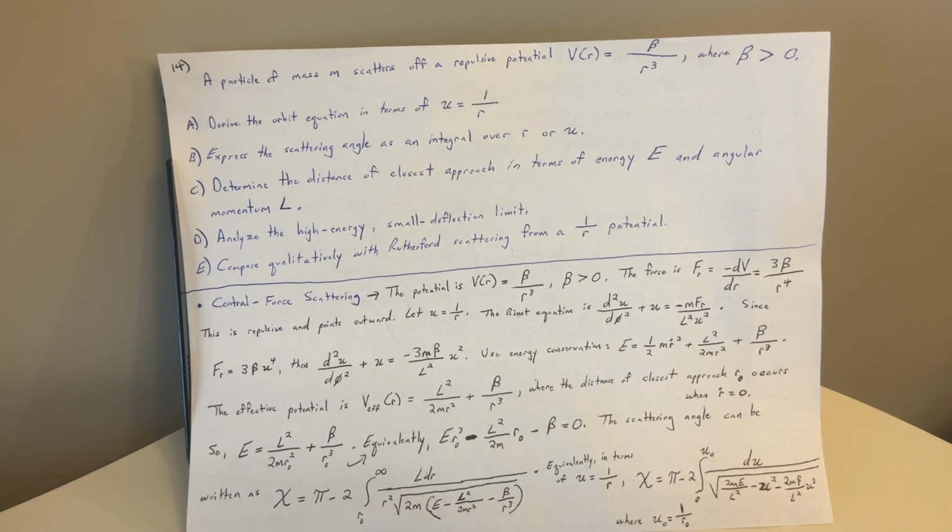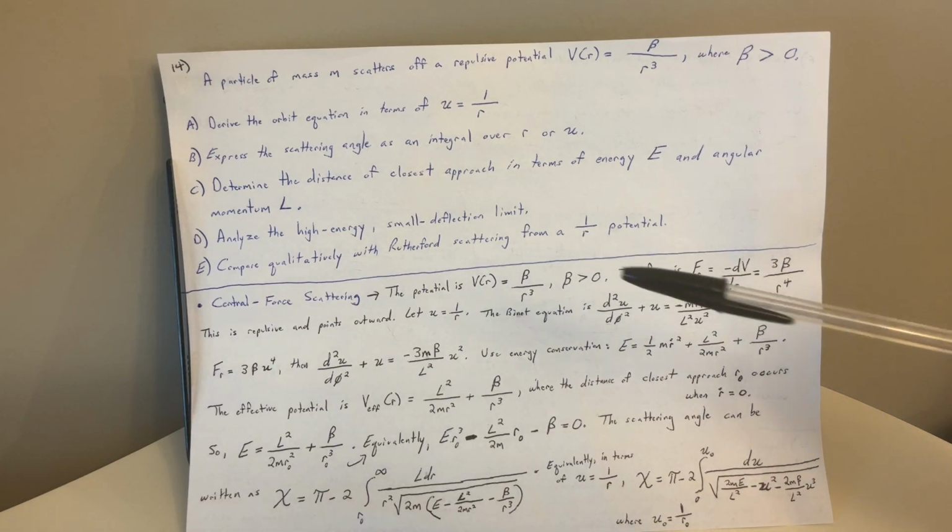Part B, express the scattering angle as an integral over r or u. Part C, determine the distance of closest approach in terms of energy E and angular momentum L. Part D, analyze the high energy small deflection limit. And part E, compare qualitatively with Rutherford scattering from a 1 over r potential.